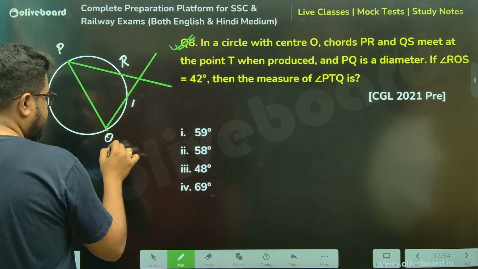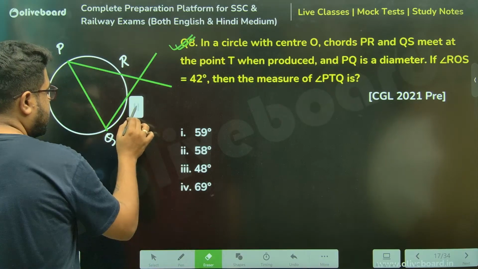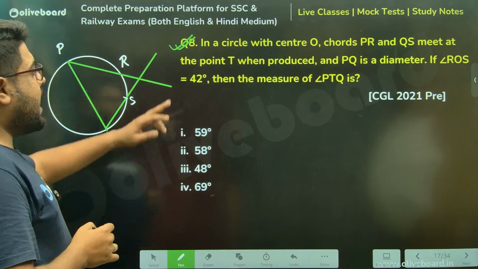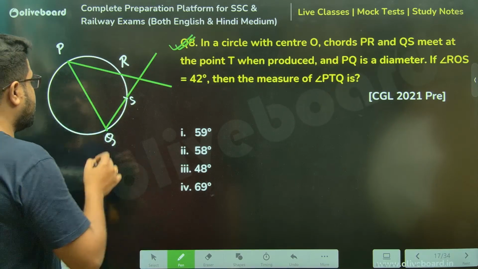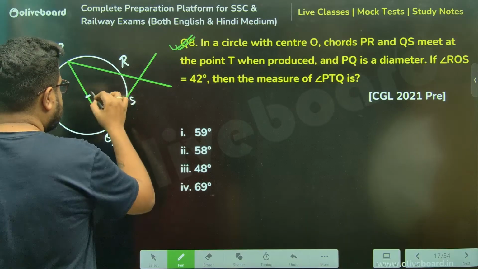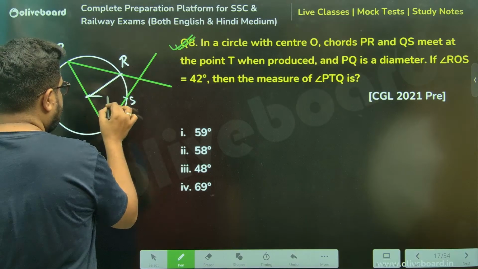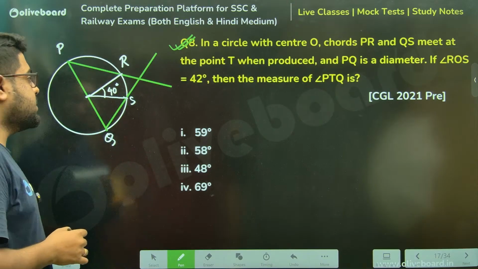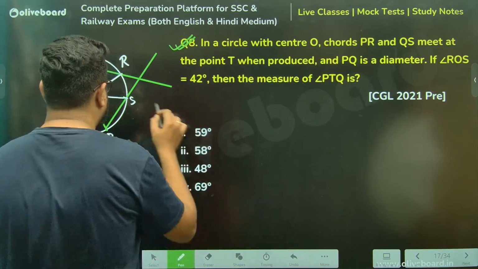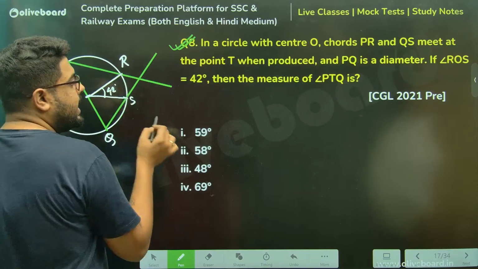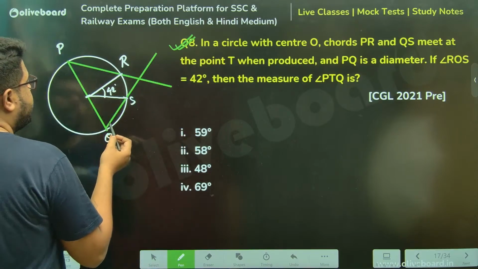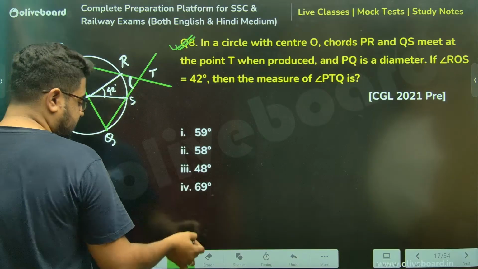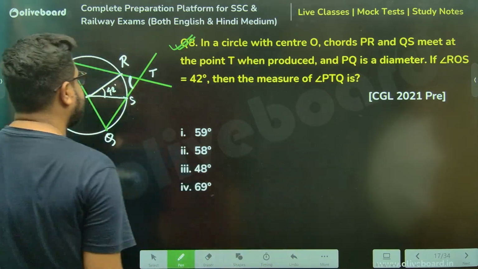Please understand, I told you this will be a little tricky. P, Q, R, and this is S. R, O, S is given, so O is the center. This angle is given to you as 42 degrees. They are asking what is PTQ, with this being T and this being Q, meaning this angle. They are asking you to find the value of that angle.